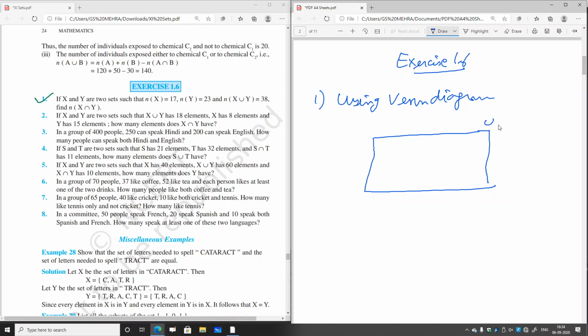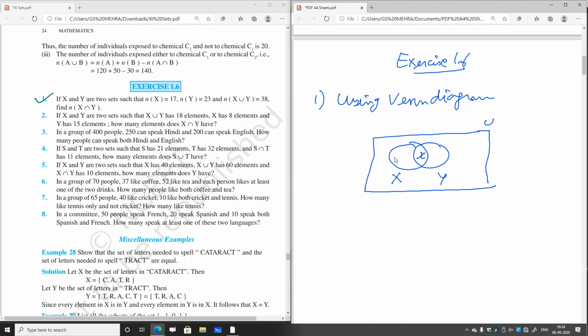So this will be our U, and it says that there are two sets X and Y, and their union is 38, and we have to find the number of elements in X intersection Y. So this is our X, and let this be Y. The number of elements in X are 17, so total is 17, but we do not know how many elements are here.